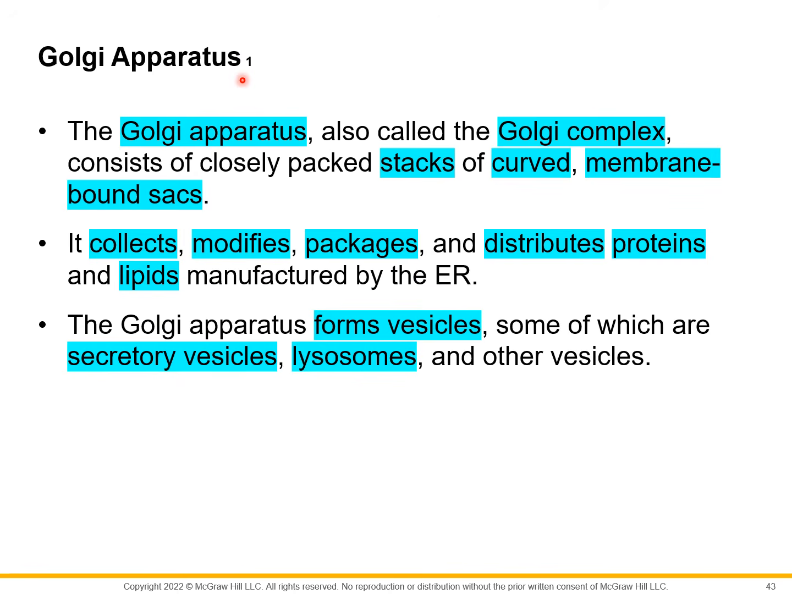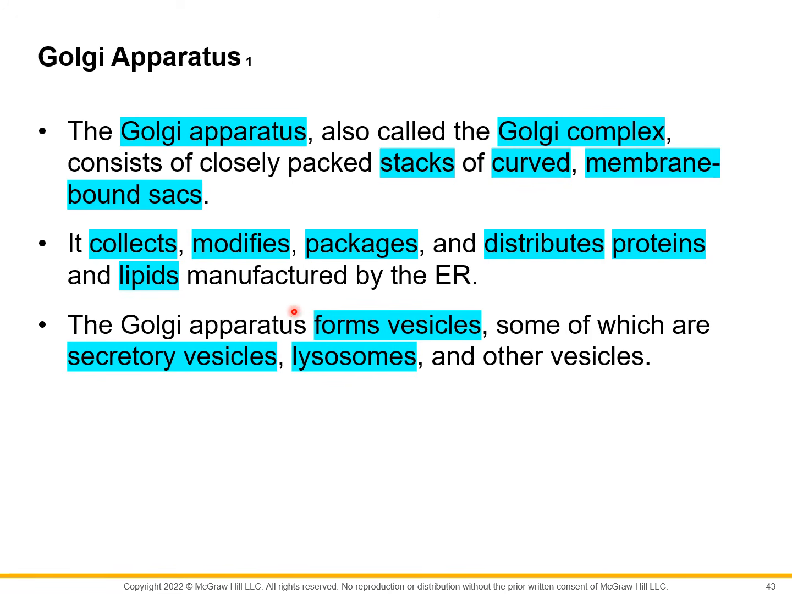Next is the Golgi apparatus, otherwise referred to as the Golgi complex. So these are stacks of curved membrane-bound sacs. Again, may hiwalay na picture po to explain that. The purpose of the Golgi apparatus is to collect, modify, and package proteins and lipids that have been produced by the endoplasmic reticulum. So yung mga proteins na gawa ng rough endoplasmic reticulum and yung mga lipids na gawa ng smooth endoplasmic reticulum, this would be collected and packaged in the Golgi apparatus.